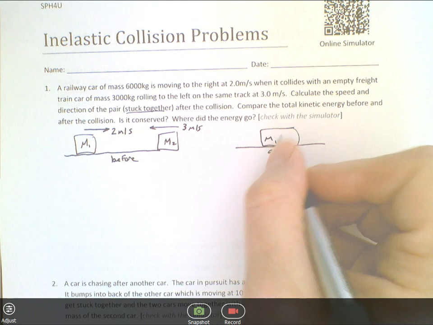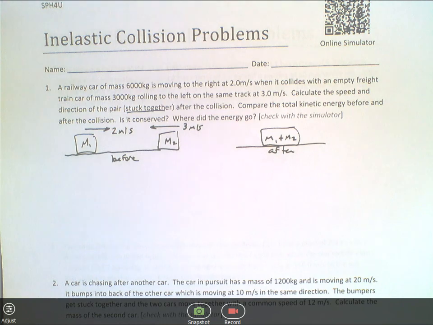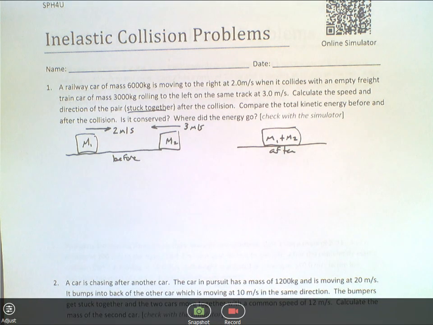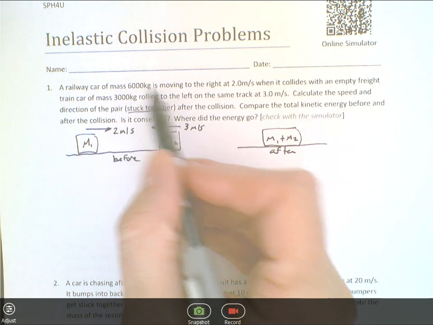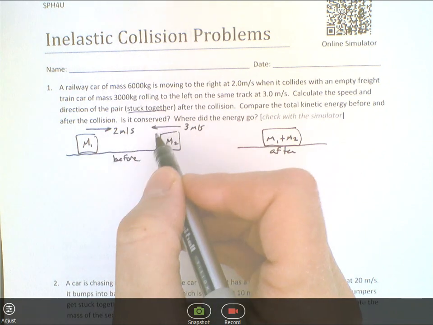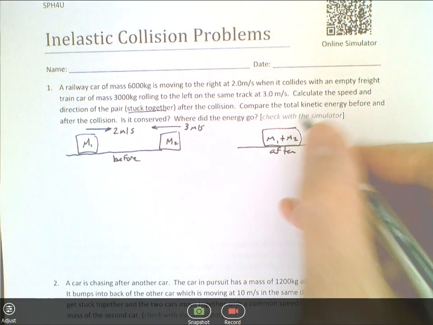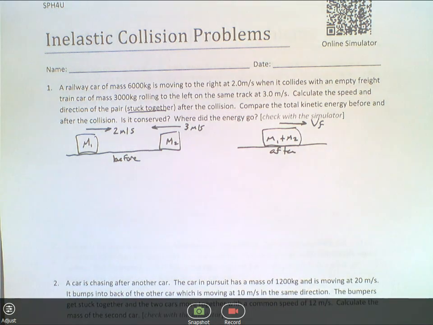So notice how I make it just like I did in the other problem. I make them stick together, and we don't know which way it's going to move after they collide, whether they're going to be moving this way together or that way together. A really quick check is simple. Look at the initial momentum of the first one. 6 times 2, 12,000. Let's look at the other one. 3 times 3, 9,000. This one has more initial momentum than this one. So therefore, we know that after they collide, they're going to have a resultant velocity in that direction.